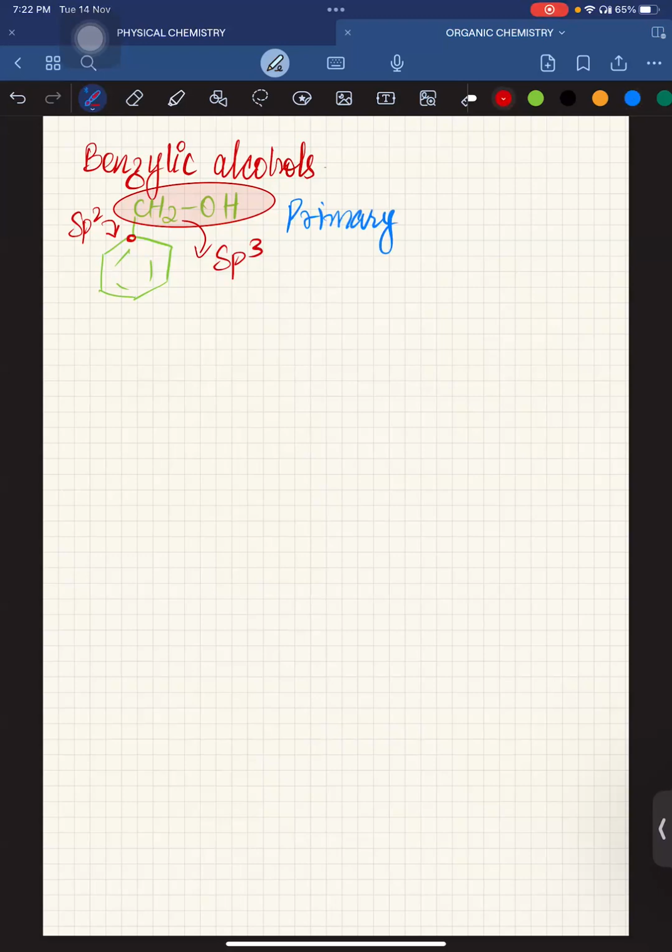In the same way, if you have another benzylic alcohol like this, CHOH and then CH3 here, this is also benzylic alcohol, but this is your secondary. In the same way, for tertiary you can write. Are you getting my point? Basically, allylic and benzylic alcohols may be primary, secondary, and tertiary.